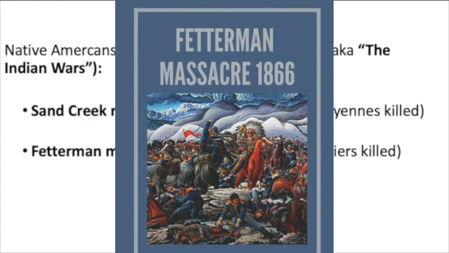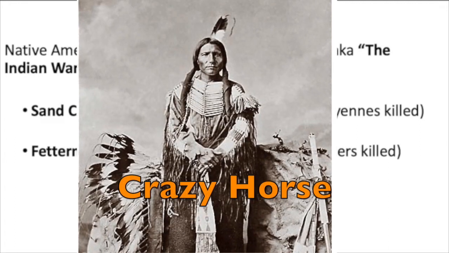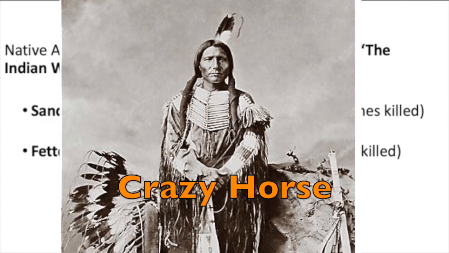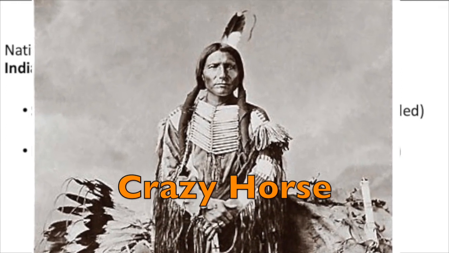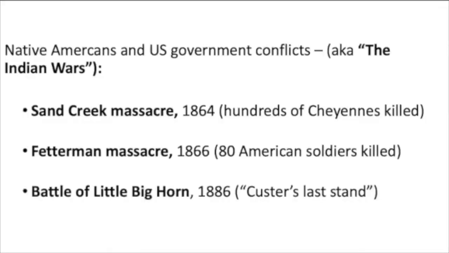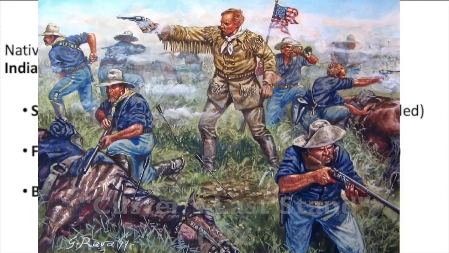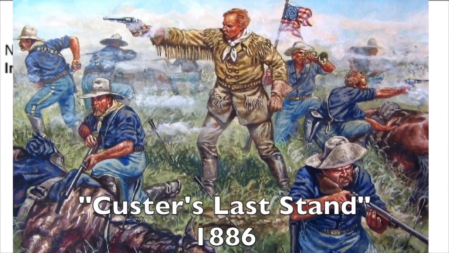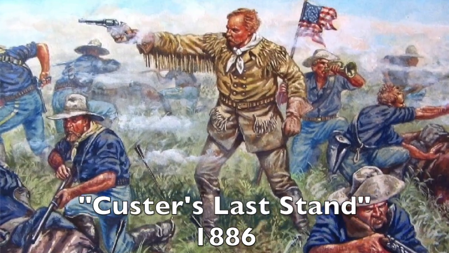The U.S. military's mission here was to protect the travelers on the Bozeman Trail. This confederation was led by many leaders of the Native Americans, including Crazy Horse. The Lakota Alliance emerged victorious, and the remaining U.S. forces withdrew from the area. The Battle of Little Bighorn, also known as Custer's Last Stand, where General Custer and his men were all killed by Native Americans. This took place in 1886.